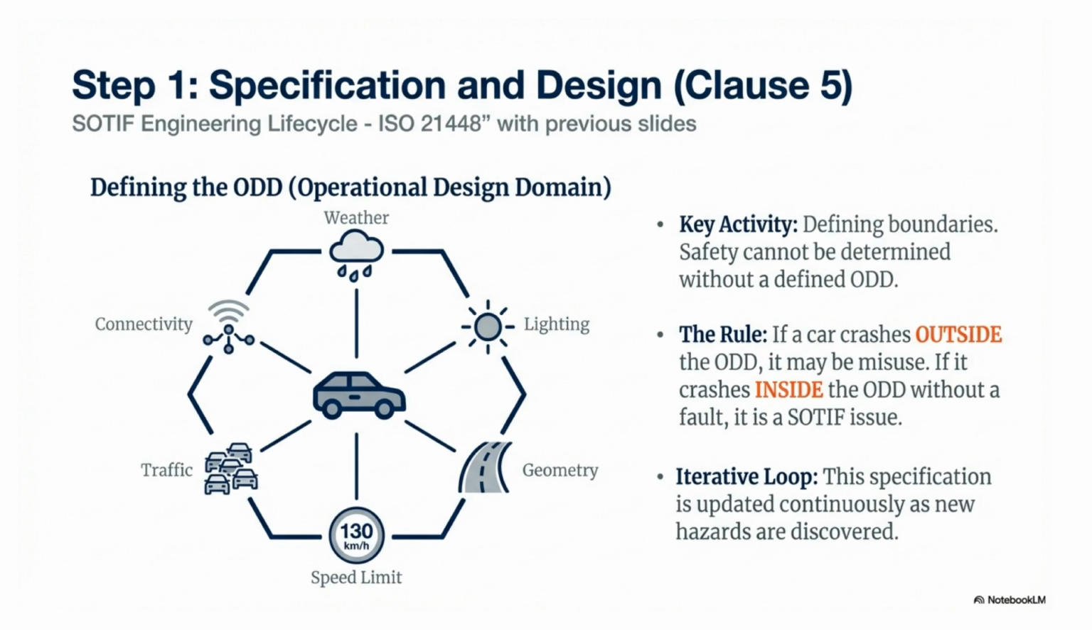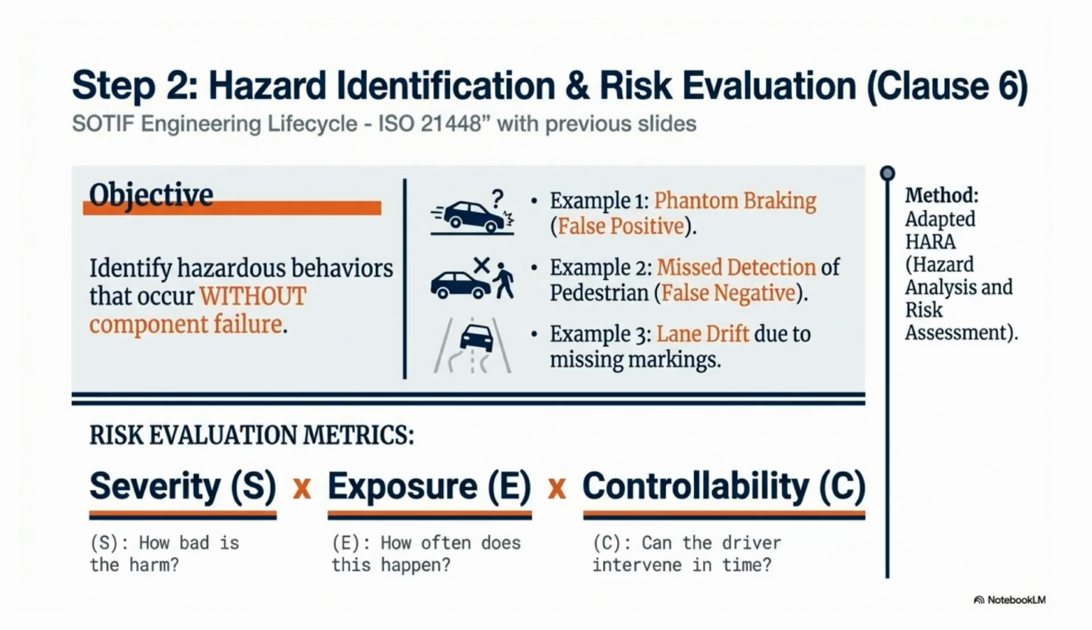This stage is iterative. As we discover new hazards during testing, we refine the system's dependencies and performance targets to ensure it stays within its safe operating envelope. In clause 6, we search for hazardous behaviors that emerge even when the system performs exactly as it was programmed. Think of phantom braking, caused by an optical illusion or lane drift due to faded markings.